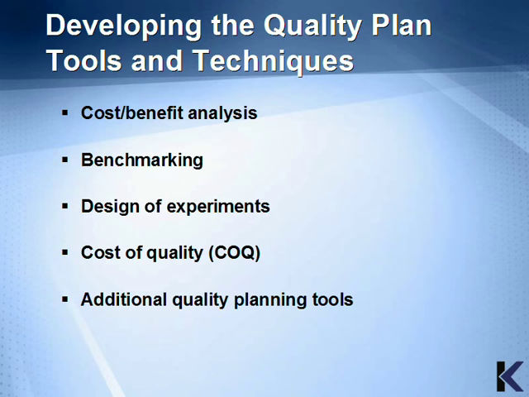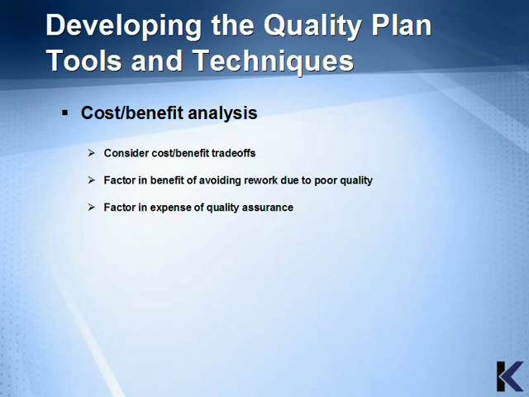There are 5 tools and techniques for developing the quality plan: the cost-benefit analysis, benchmarking, design of experiments, cost of quality, and some additional quality planning tools. You've seen the cost-benefit analysis technique in the initiating process group. Here, for quality planning, you're considering the cost of performing quality management activities against the benefits.